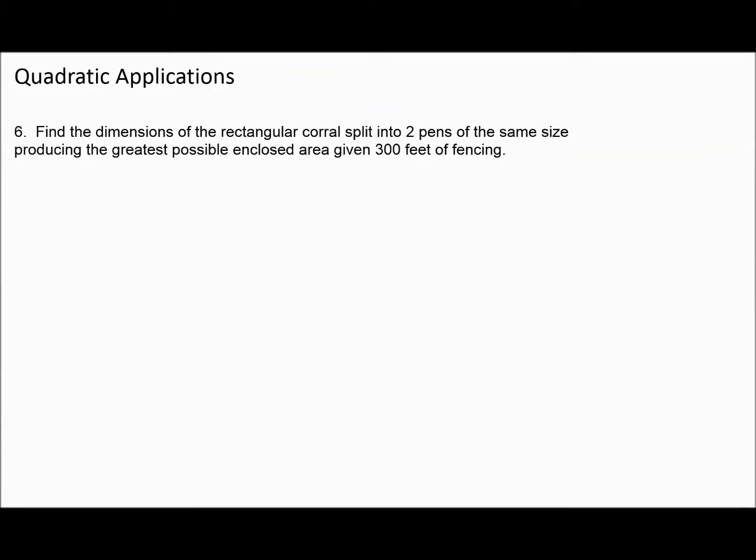All right, problem number 6. What can we do with this? It says find the dimensions of the rectangular corral, here we go again, split into 2 pens of the same size, producing the greatest possible enclosed area given 300 feet of fencing.